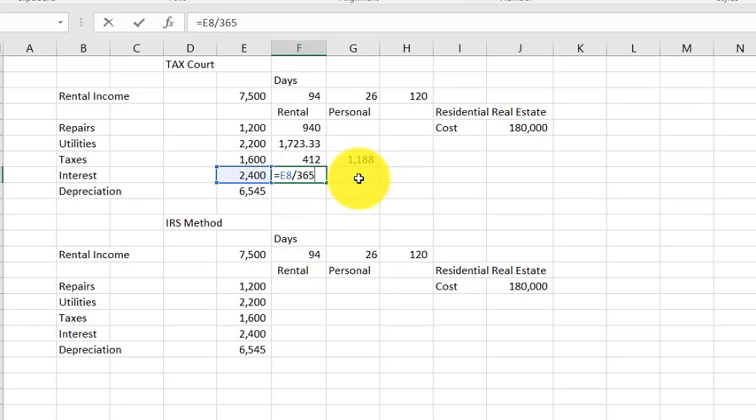Now that only applies to the taxes and interest, not to the other expenses. So they do it based on the days compared to the total days utilized. This was only allowed by the tax court on the taxes and interest. And depreciation, you're back to the same thing as we did on the utilities and repairs.